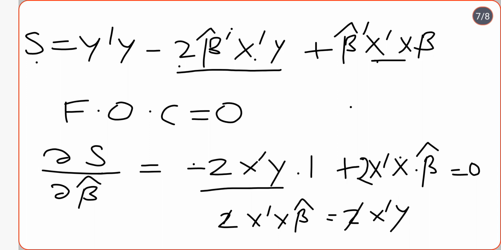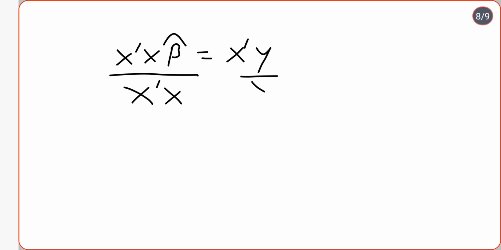The 2 and 2 will cancel out. We will get only x prime x beta hat equals x prime y. Now here we just need the value of beta hat on the left hand side, nothing else. It is a matrix, so we can't directly divide both sides by x prime x so that x prime x is cancelled and we get only beta hat. That will not happen because this is the case of a matrix.